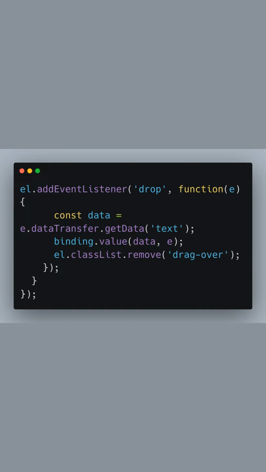Finally, we handle the drop event. Here we retrieve the data that was set during the dragStart using dataTransfer.getData. This is the point where the directive's value, which should be a function, is called with the transferred data as an argument, along with the event object. Following the successful drop, the dragOver class is removed, indicating that the drop action is complete.